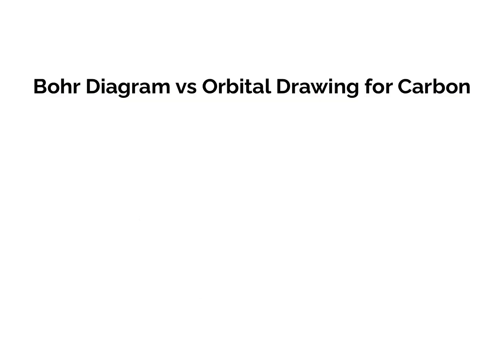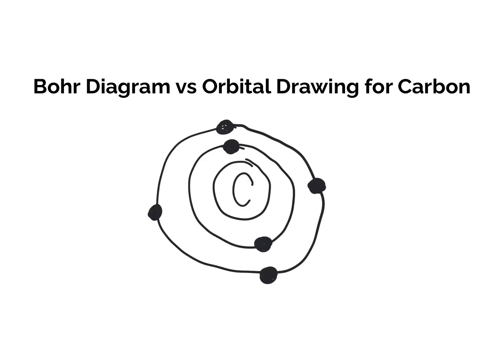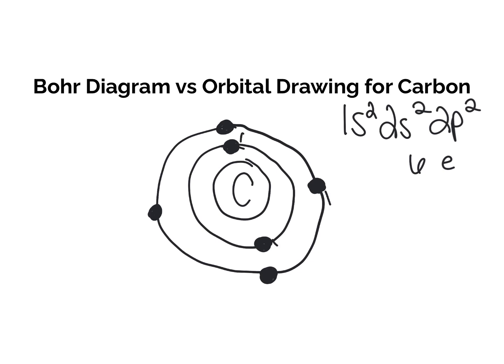All right, so take a second and draw a Bohr diagram for carbon. All right, so this is our Bohr diagram for carbon. Now let's write out our orbital diagram. It is 1s2, 2s2, and 2p2. So we know that carbon has 6 electrons, and that's what we place on our Bohr model here. 1, 2, 3, 4, 5, and 6.